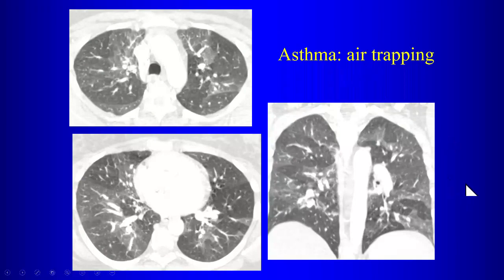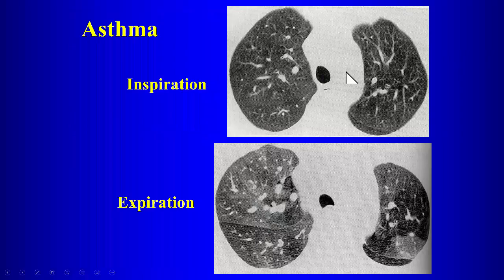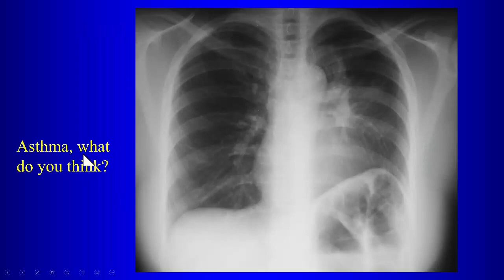If you do expiratory views, you can see the air trapping a little bit better on these asthmatic patients, but sometimes you can even see the mosaic attenuation from air trapping on your inspiratory views. So here's an example. On expiration, you can see the pronounced air trapping. And you can tell it's expiratory. The bowing of the trachea is always a nice clue that you have an expiratory view. So this patient has asthma.